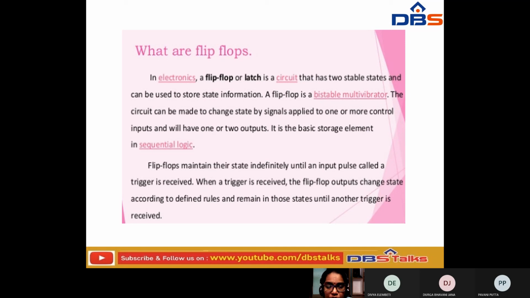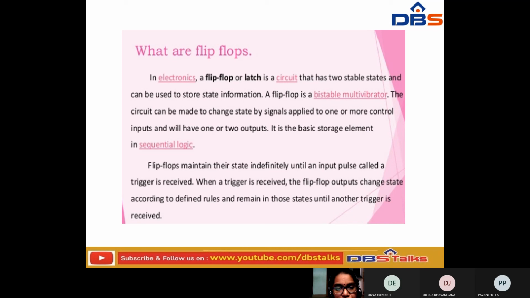The purpose of designing this circuit is that it can be made to change the state of signals by applying one or more control inputs, and it will have one or two outputs. See, here we can design one or more inputs and it will have one or two outputs. So it is a basic storage element in sequential logic. In sequential logic, it is a basic storage element.